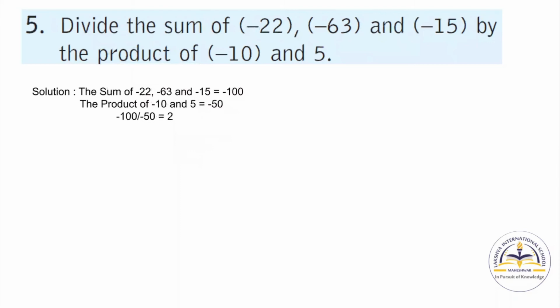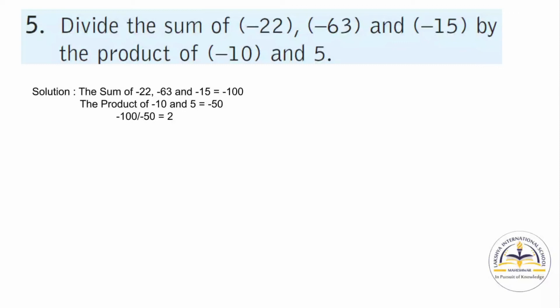Now let us solve question number 5. Divide the sum of minus 22, minus 63 and minus 15 by the product of minus 10 and 5. Okay, so first we will calculate the sum of minus 22, minus 63 and minus 15. So we will get our answer minus 100. Now the product of minus 10 and 5 is minus 50.